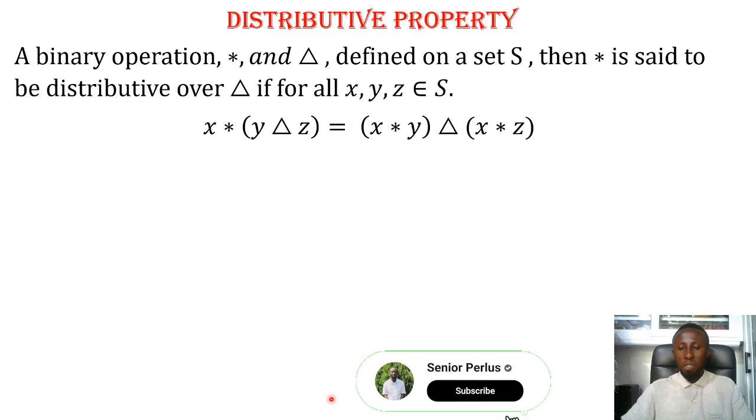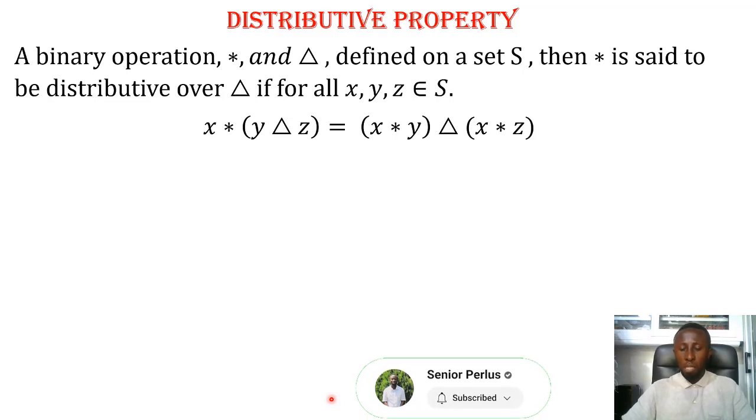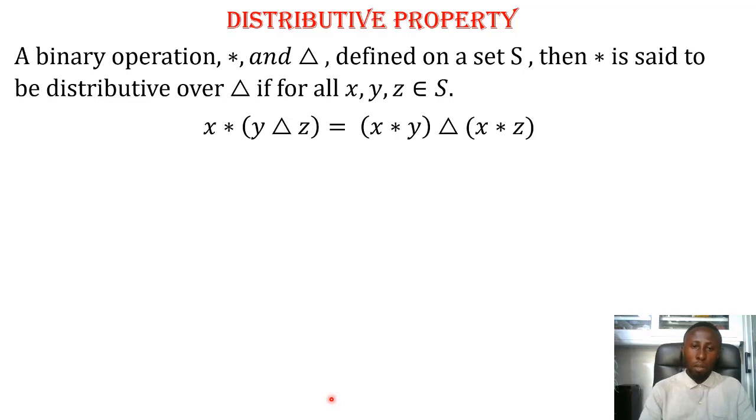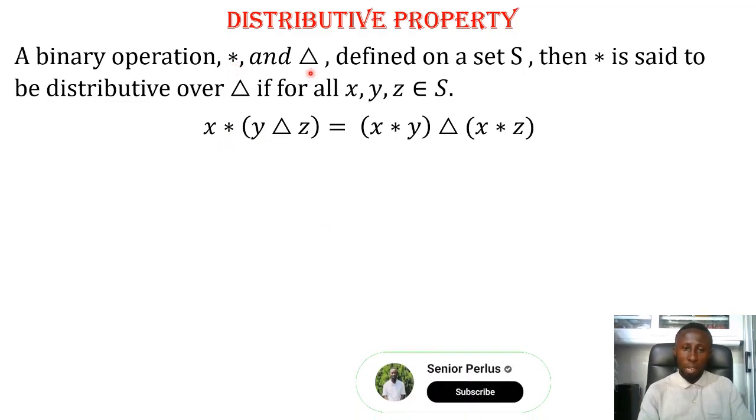So with the distributive property, we will use two operations. Please take note of that. With the commutative property, it was just one operation, right? But with the distributive property, we use two operations. So here we have star and another operation sign, a triangle.